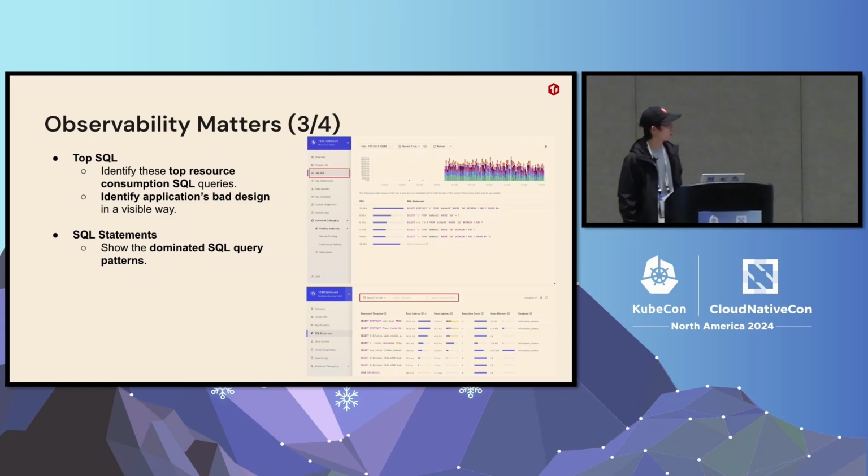So from the SQL's perspective, we can monitor the slow queries. In our system, we name it top SQL, which means these SQL statements consume a lot of resources. And we also have the SQL statement feature, which can show you the dominant SQL query patterns from your application, with statistics from the frequency perspective.